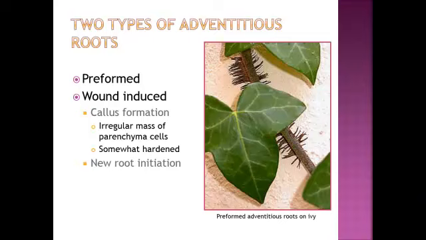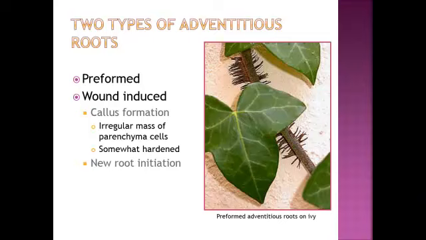The other type is wound-induced. These are plants that don't already have that, but when you create a wound by taking a cutting, by cutting it off the parent plant, it will then produce adventitious roots. Now, the way this generally happens, sometimes they'll just form the roots directly, but a lot of times when you wound the plant, it will first form what's called callus. And callus is just an irregular mass of parenchyma cells. So it produces a whole bunch of parenchyma cells because those are the ones that are going to de-differentiate easily and become our new roots.